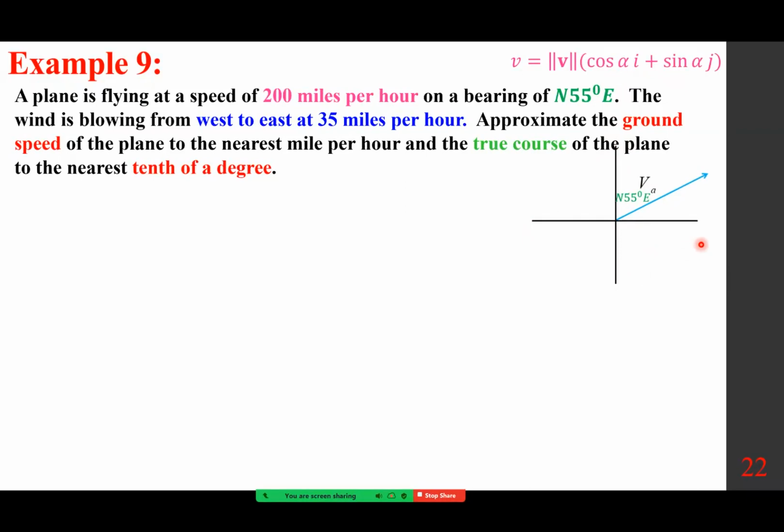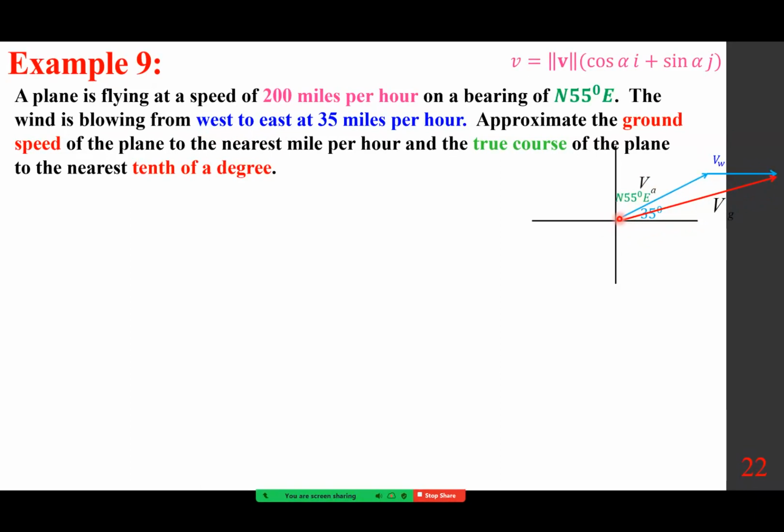So a plane is flying at a speed of 200 miles per hour, north 55 degrees east. So this is the direction, and it may not be to scale, but that's the concept. The wind is blowing from west to east. This is the direction of the wind. So V of A, this is V of W, the wind, and here's the resultant.